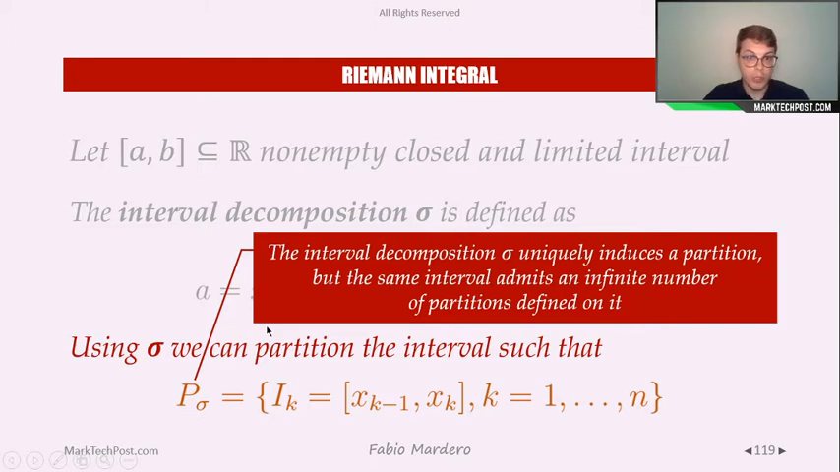The interval decomposition also uniquely induces a partition. If we get one interval decomposition, we also get only one partition of the limited interval AB. But the same interval AB admits, of course, an infinite number of partitions. We just have to choose different interval decompositions.